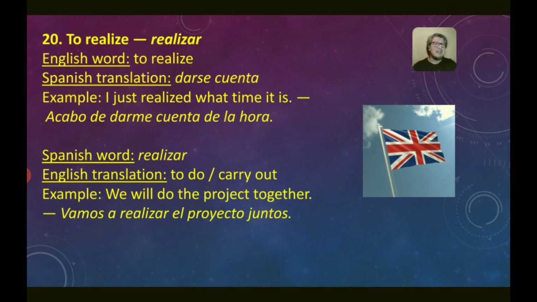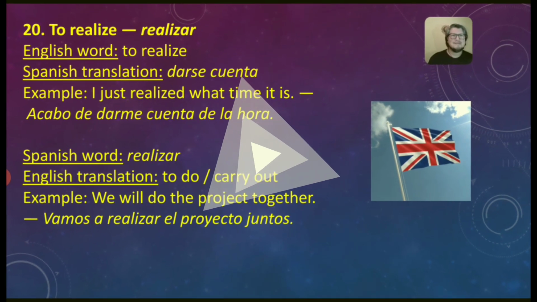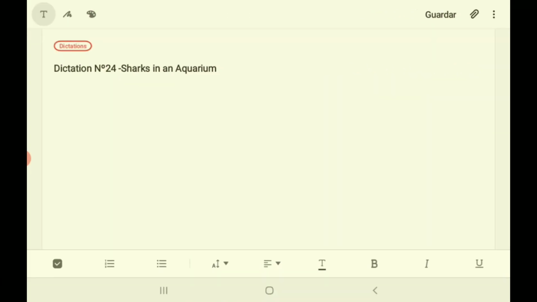Okay? Good. And now I invite you to go to the second part of this class number 52. And here we are starting our second part of class number 52 here in Learn English with Teacher Klaus. So we're going to start with our wonderful, marvelous, and always expected dictation. This time, dictation number 24.